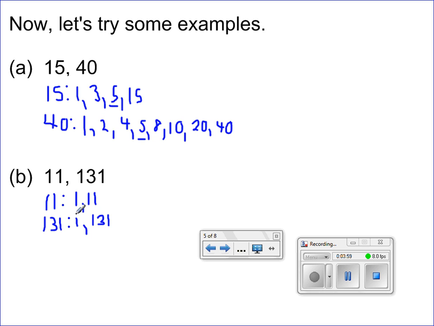And yes, folks, we can have questions in which our greatest common factor is 1.